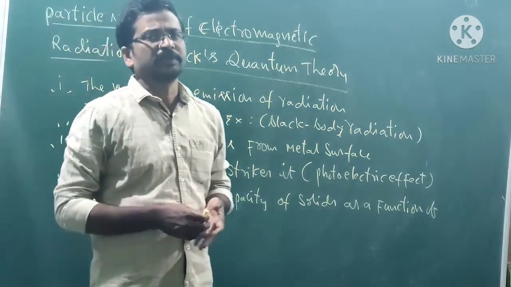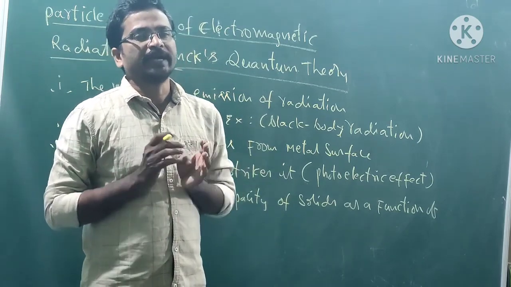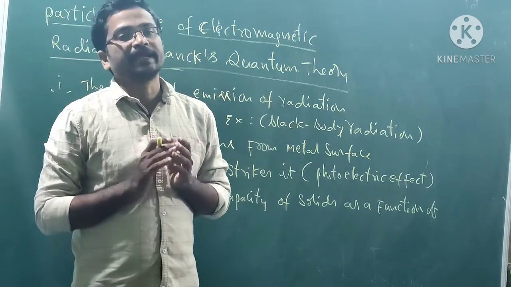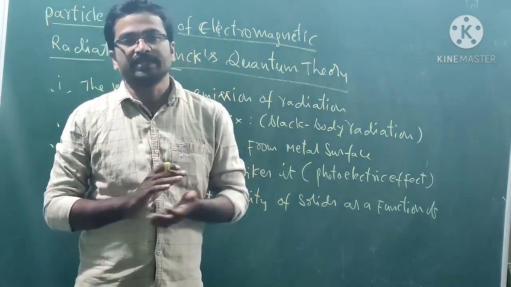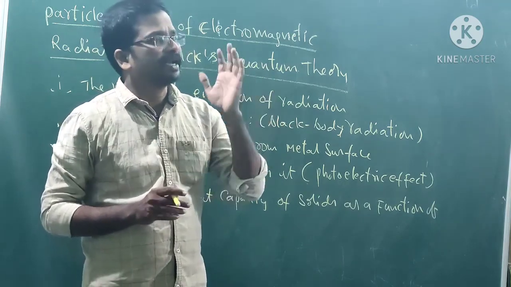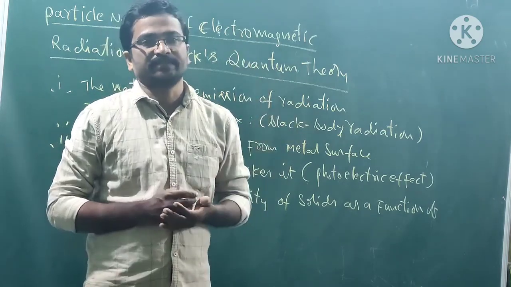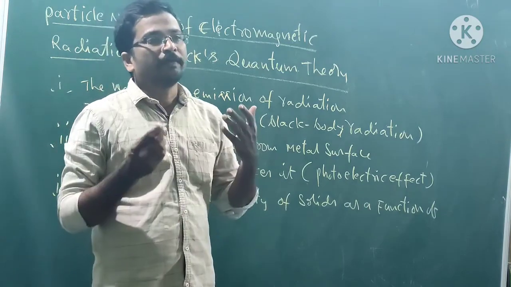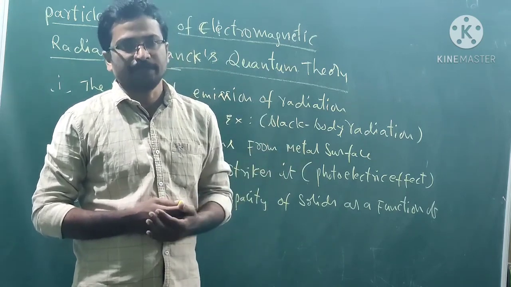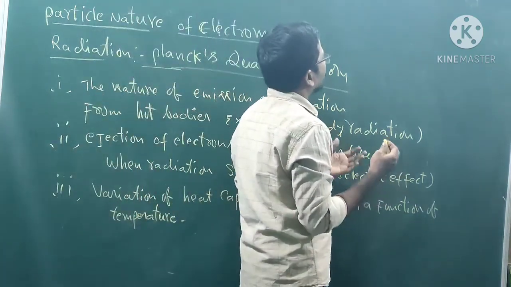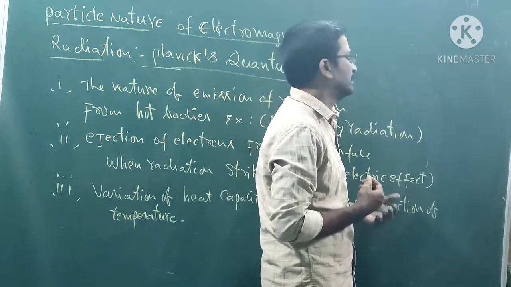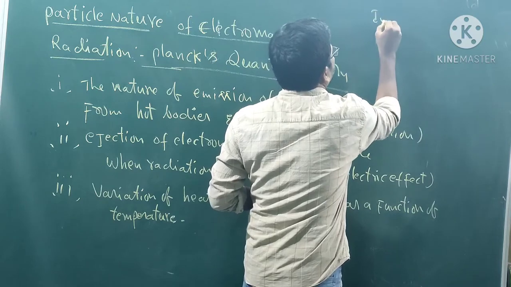Before we go to this concept, in the previous class we learned that electromagnetic radiation has a dual character, or dual nature. On that context, electromagnetic radiation has wave-like motion, or wave nature. Why do we say it has wave nature? Because electromagnetic radiation can show interference and diffraction. So we say electromagnetic radiation shows wave-like properties.